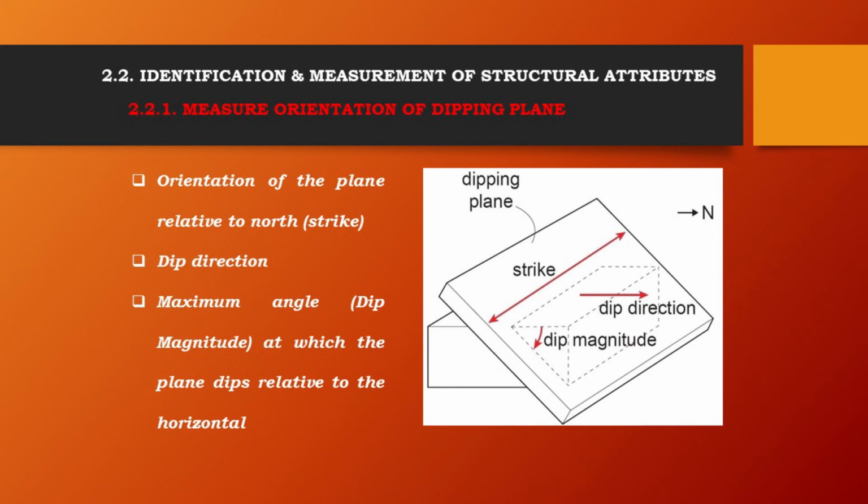After identification of the bedding plane, we need to measure its three components: the orientation direction of a plane in relation to north, the direction of inclination, and the dip magnitude. Dip magnitude is the maximum angle at which a bedding plane is inclined in relation to the horizontal. Strike and dip always have a perpendicular relationship with each other.